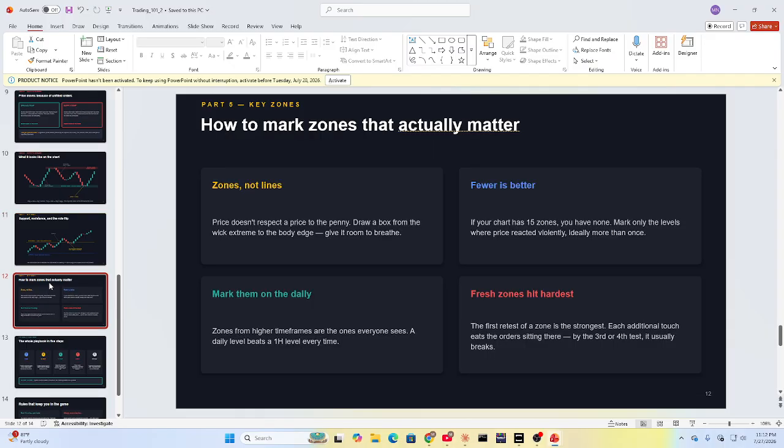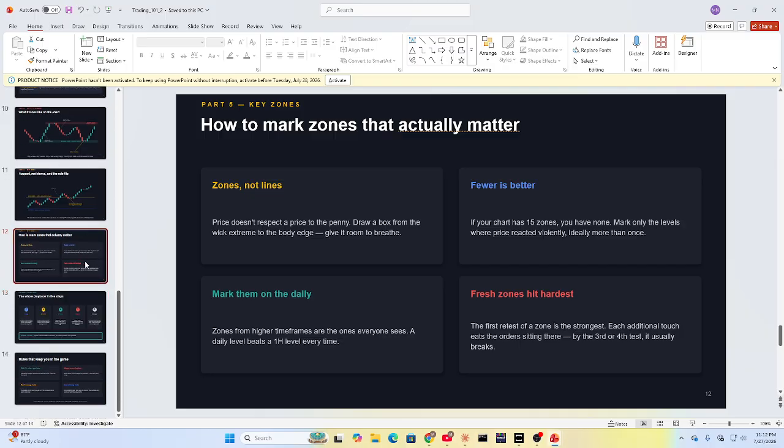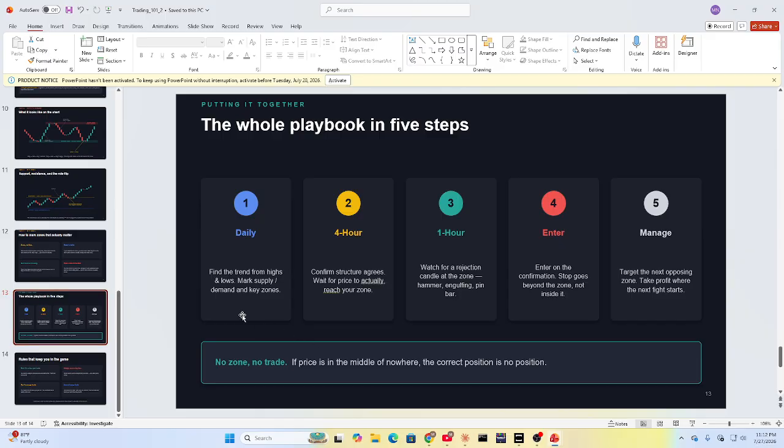I will show you how to mark up zones. I will show you how to do all that in a second. Whole playbook: daily, 4 hour, 1 hour, entries on the 1 hour to 15. That's really what I'm doing. So daily we're looking for trends. 4 hour we're looking for confirmation structures and waiting for price to actually reach our zones. Or if we know it's going to a zone, we can take a trade. We can take trades before it even gets to that zone. So you won't be missing out on any money at all.